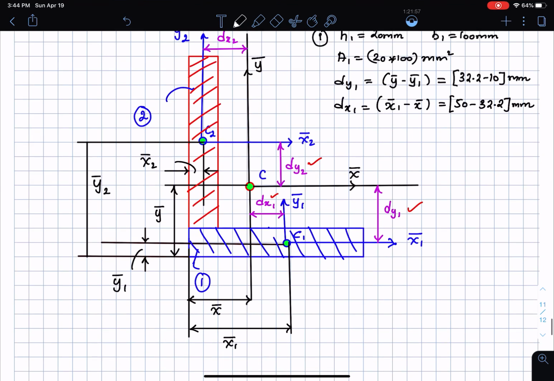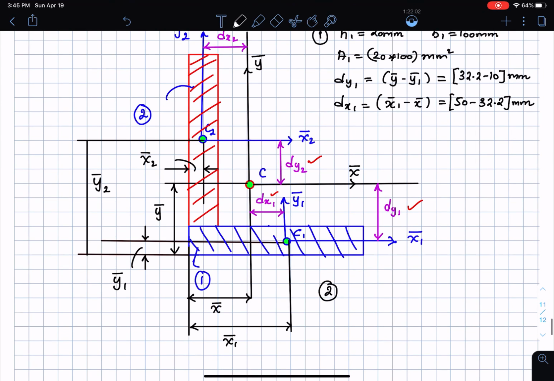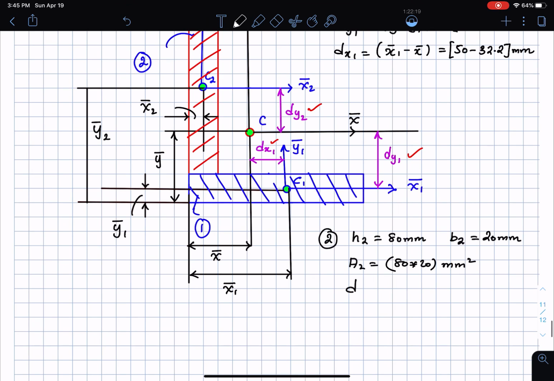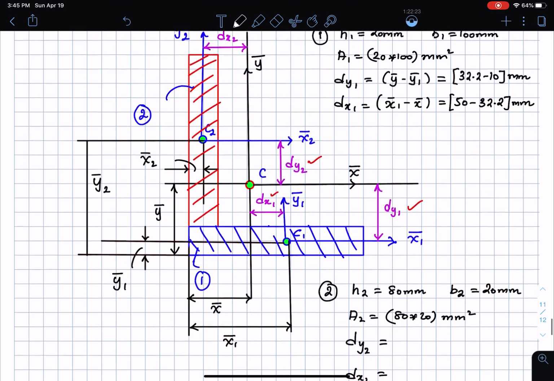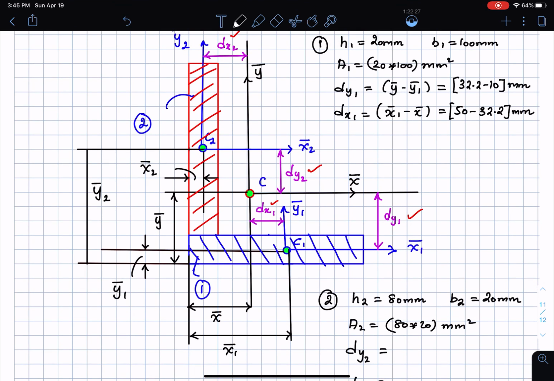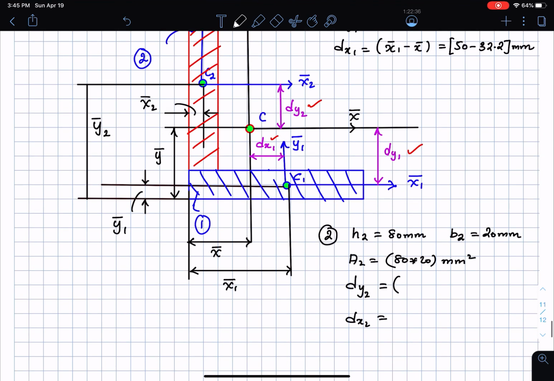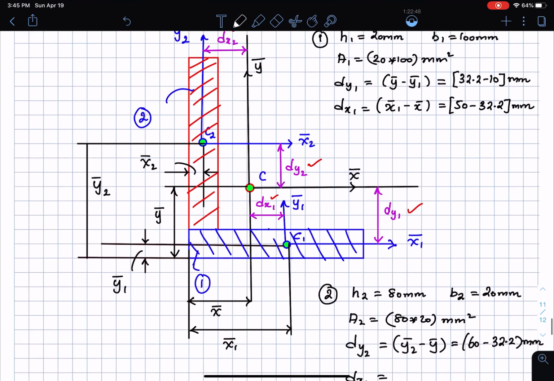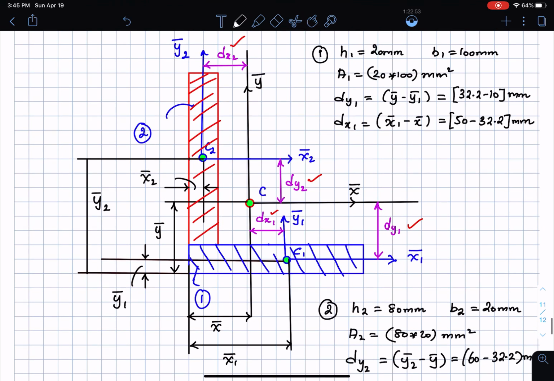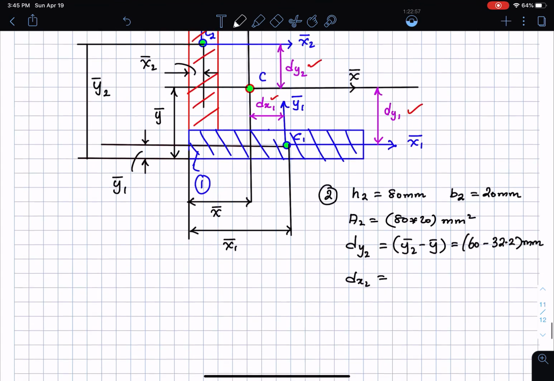Likewise, I'm going to have the same thing for piece 2. For the second piece, I'm going to have h2, the height, which is going to be 80 millimeters. b2 is going to be the width, which is going to be 20 millimeters, and then a2 is going to be 80 times 20 millimeters squared. Then dy2 and dx2. Look at dy2: it's sitting right here between x2 bar and x bar, so that's going to be y2 bar minus y bar. dy2 is going to be y2 bar minus y bar, which is 60 minus 32.2 mm. And likewise I'm going to have dx2, which is the distance between y bar and y2 bar, and that's going to be x bar minus x2 bar.